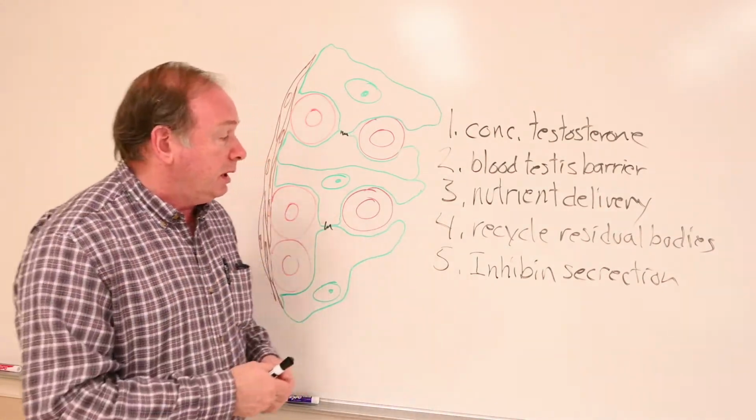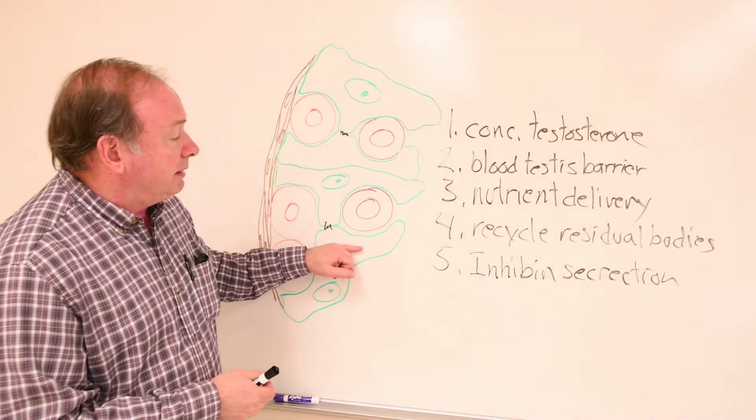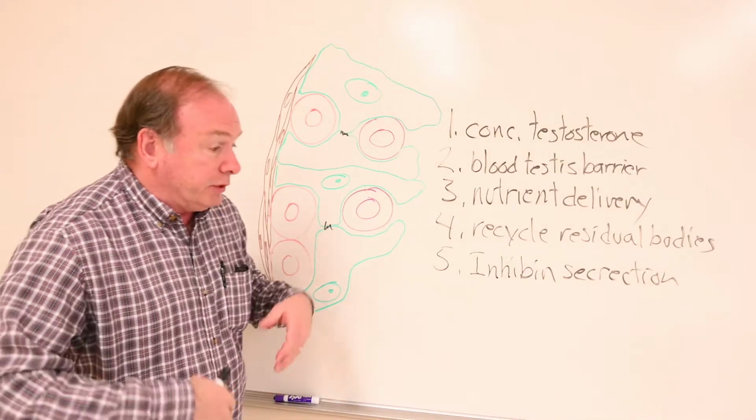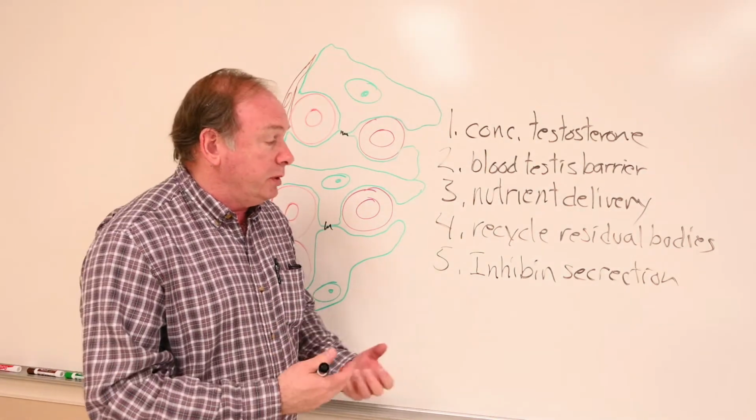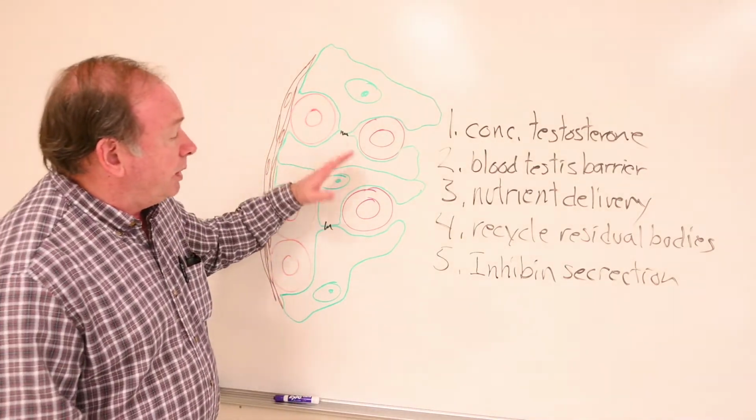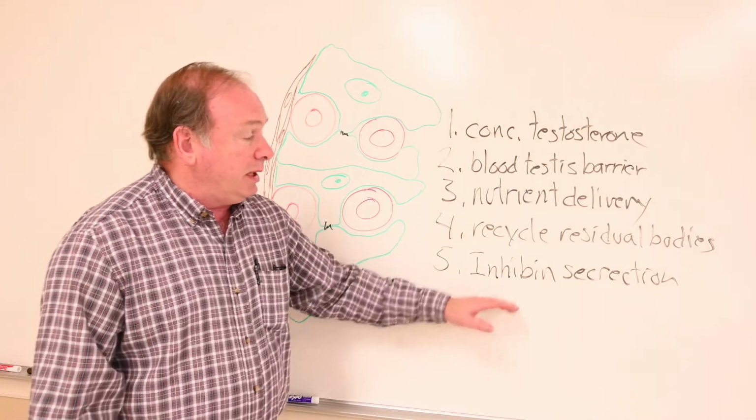So once you have plenty of testosterone, the Sertoli cells have a way of communicating that back to the body to let it know that there's no longer a need for more follicle-stimulating hormone or luteinizing hormone. We can slow down the production of testosterone. So that's what inhibin does.